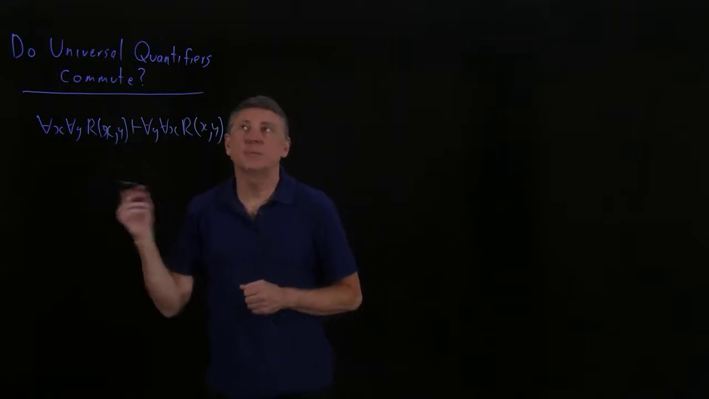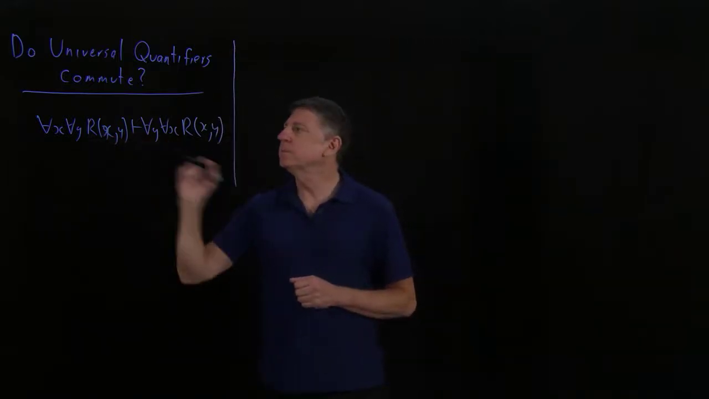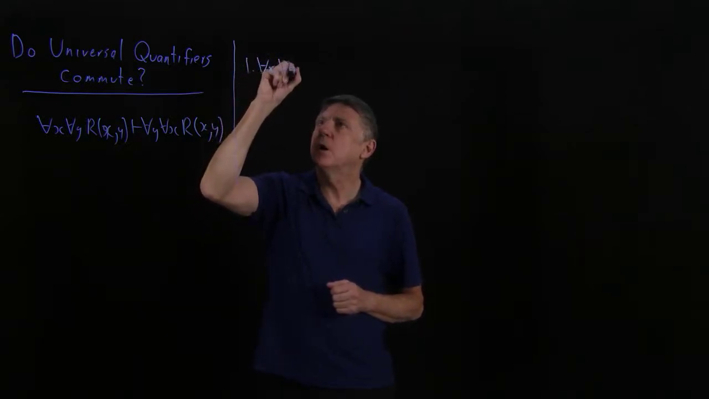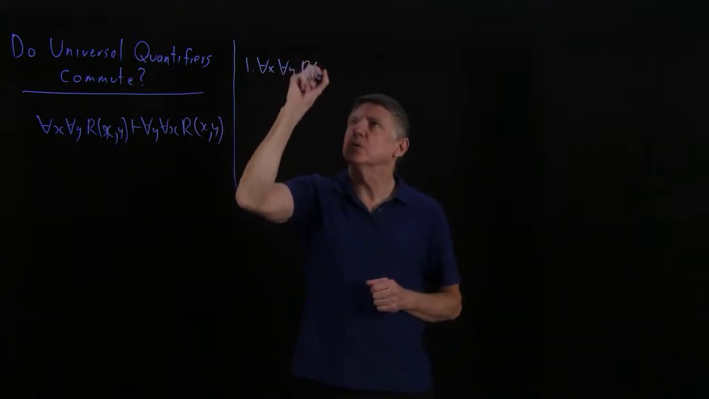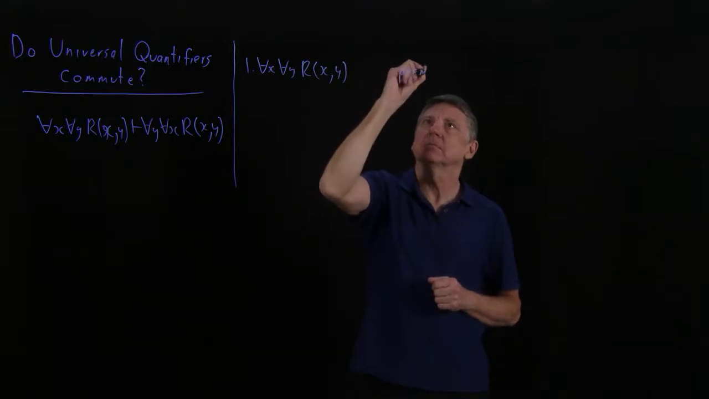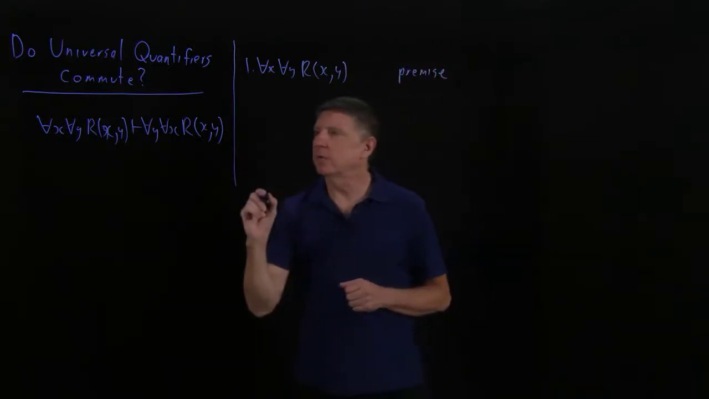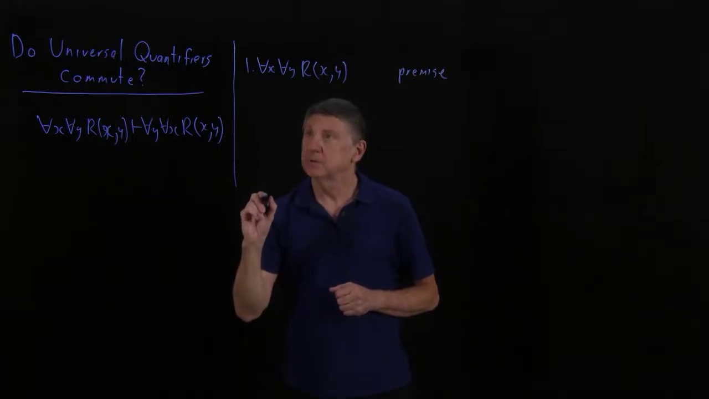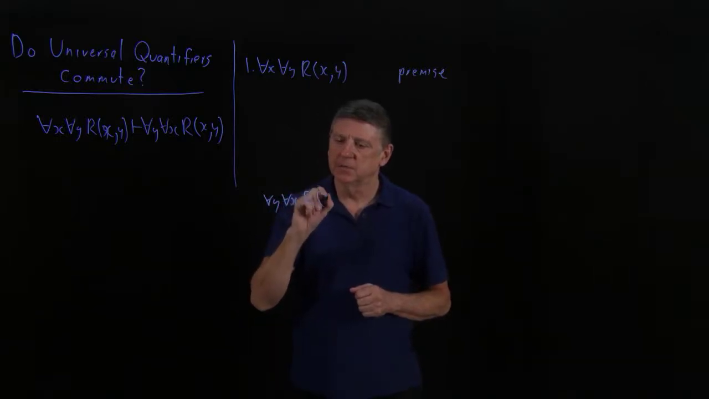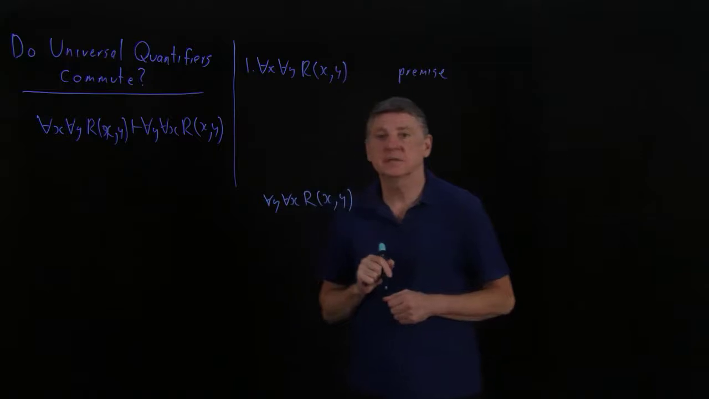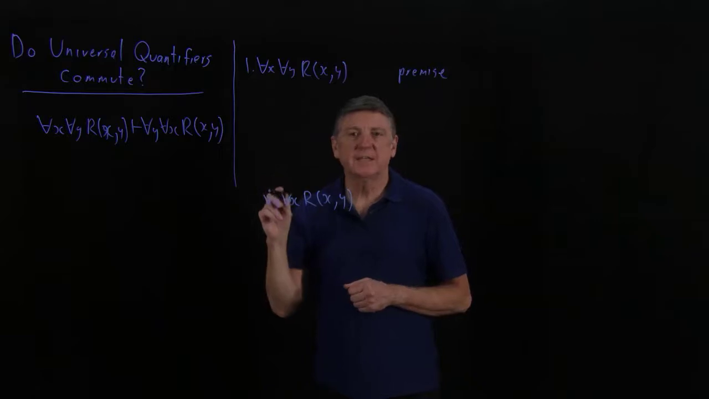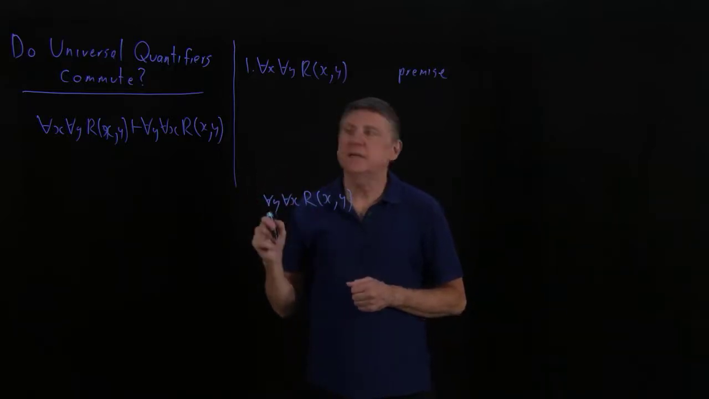To do this, we'll set up a proof. We always begin our proofs by writing our premise, which is for all x, for all y, the relation holds between x and y, and so that's our premise. And we then write our conclusion, which is for all y, for all x, that relation between x and y obtains. We then take a look at our premise and our conclusion and say, do I use forward or backward reasoning here?